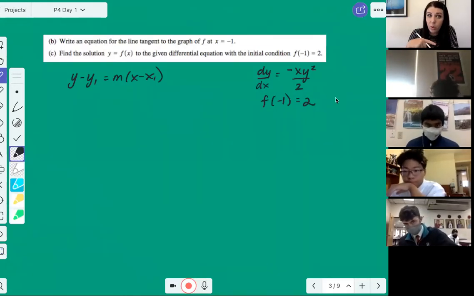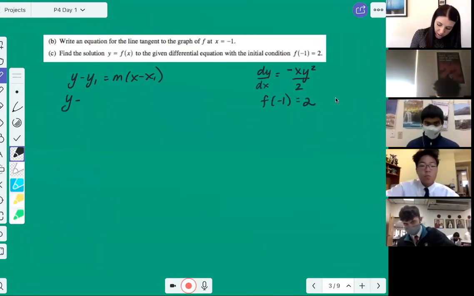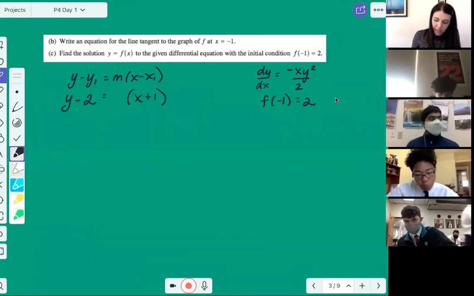Now we know some information off the bat because we know f of negative 1 is equal to 2. We know we're missing 3 things. We're missing x1, m, and y1. We can plug in our y1. So y minus 2 is equal to x minus negative 1, which is the same as x plus 1.